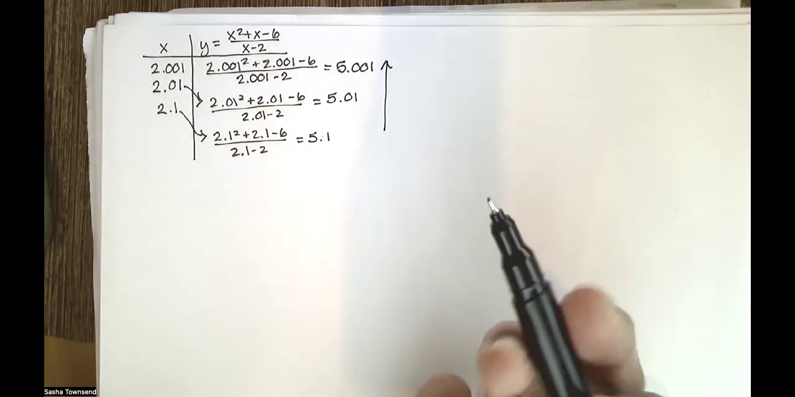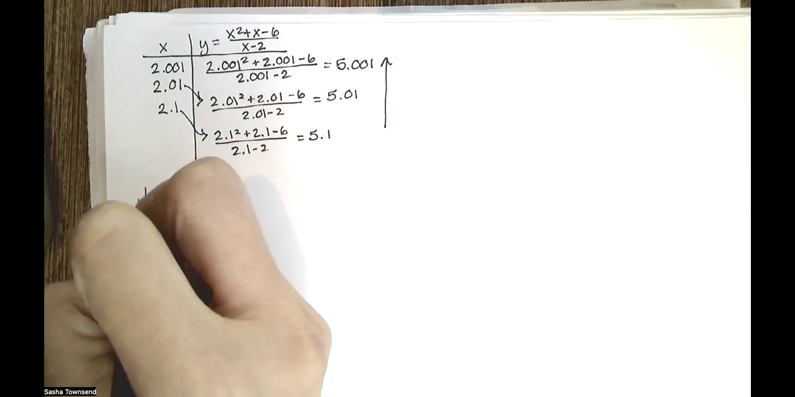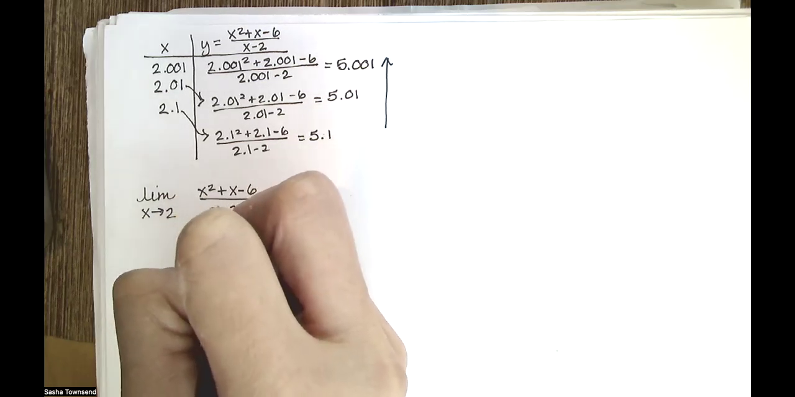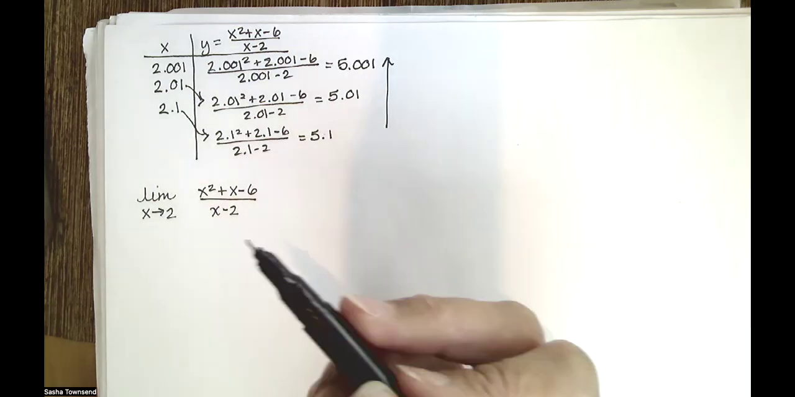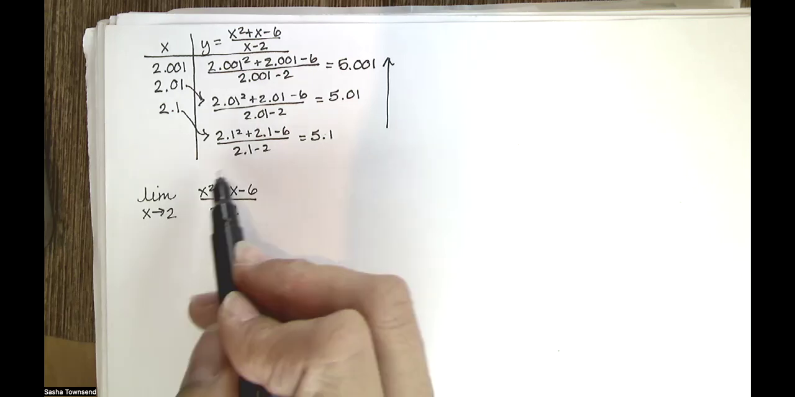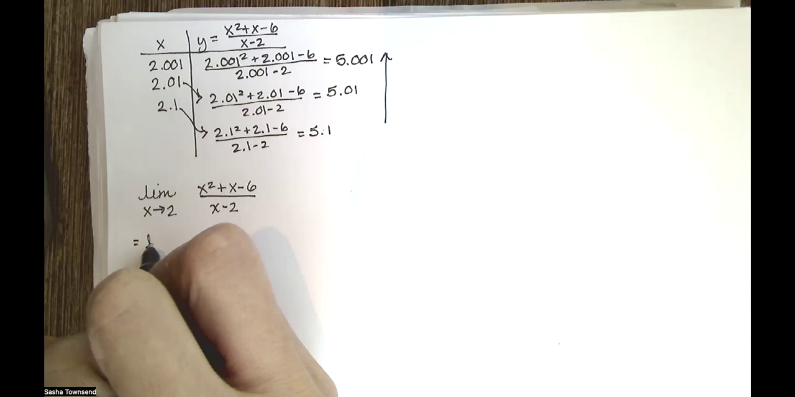And you might say, okay, well, couldn't we figure that out algebraically or analytically? We've got x squared plus x minus 6, all divided by x minus 2. And we know that if we substitute x equals 2, we get 0 over 0, which is an indeterminate form. Well, let's take a closer look at this function y equals f of x.